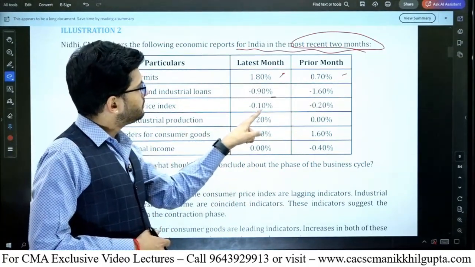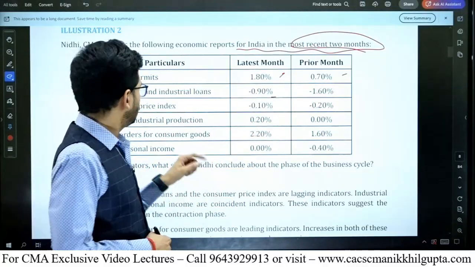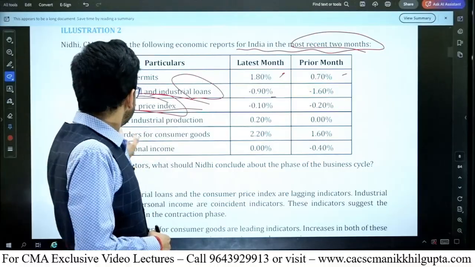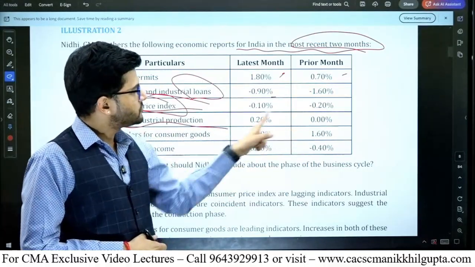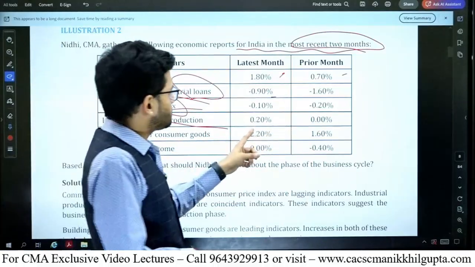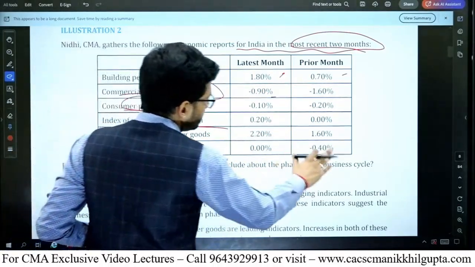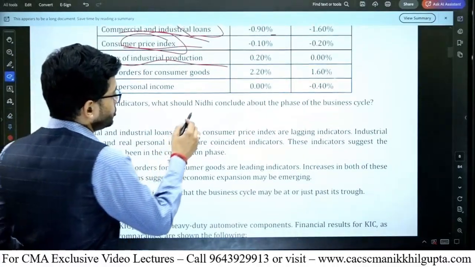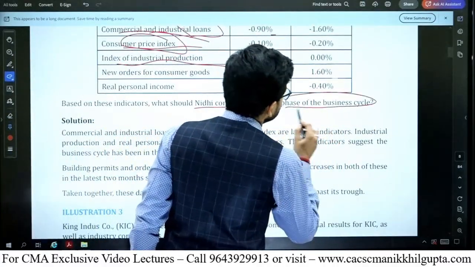Again 0.2% prior month. This month 0.1% is the consumer price index. Loans have increased and the price index has increased. The index of industrial production has increased from 0 to 0.2%. New orders for consumer goods went from 1.6% to 2.2%. Real personal income has also increased. Based on these indicators, what should Nidhi conclude about the phase of the business cycle?